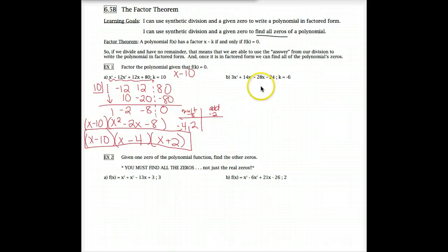So on this next one, I would like for you to try the exact same thing. So set up your synthetic division and try to write it in fully factored form. So pause it while you do that and then come back to check.